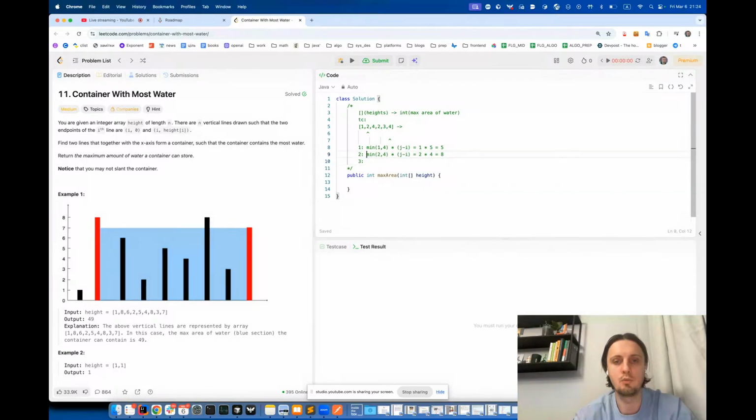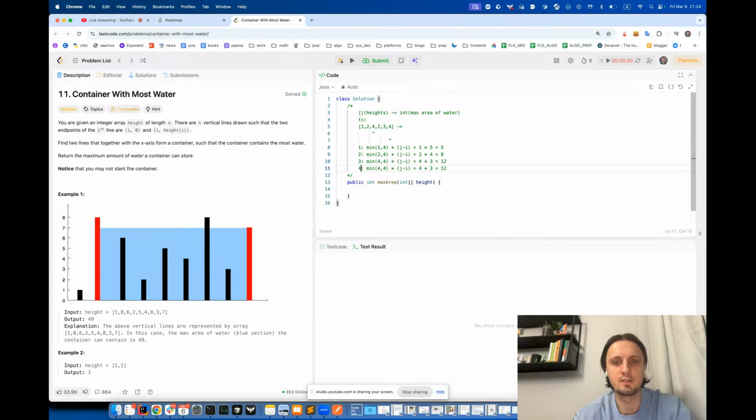Then we again move. And now we have 2 equal elements, and here we have 3. So it would be 4 multiplied by 3, 12.